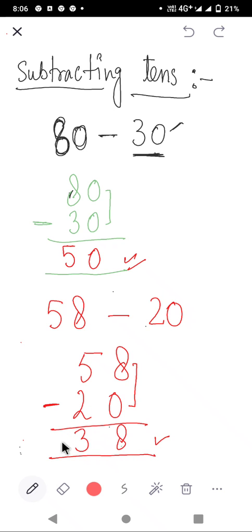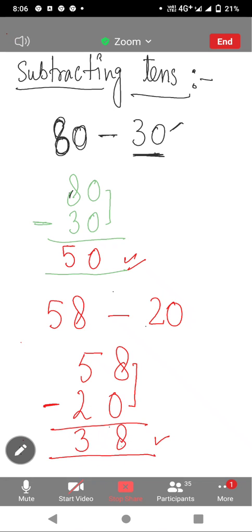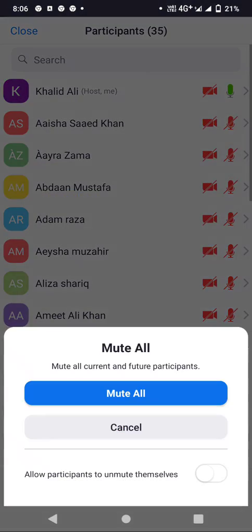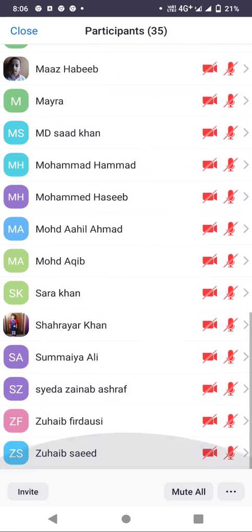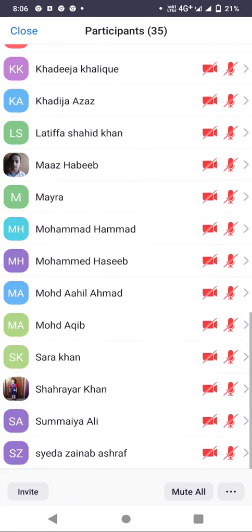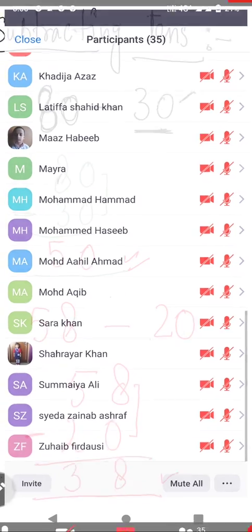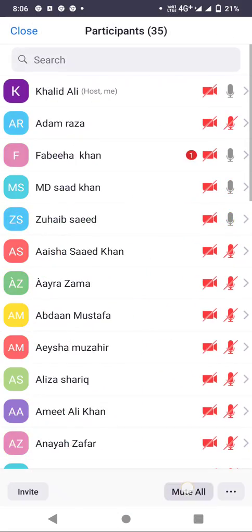So this is our difference. I hope you all have understood this now. Tell me, everyone understood it? Yes, sir. Very good.